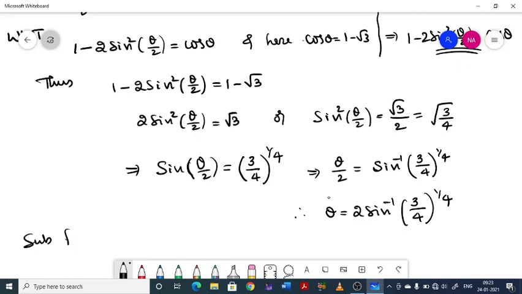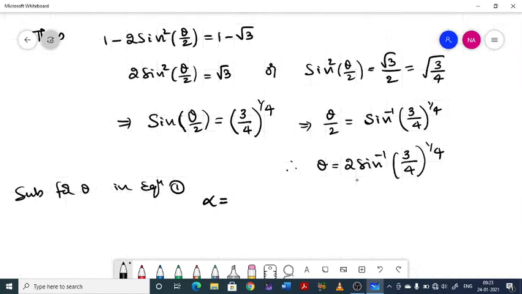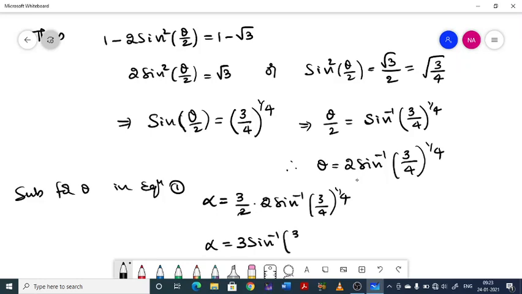Substituting for theta in equation 1, we will be getting alpha equal to 3 by 2 times 2 into sin inverse of (3 by 4) whole power 1 by 4. That will be, 2 gets cancelled. Alpha equal to 3 times sin inverse of (3 by 4) whole power 1 by 4. So this is the actual angle of intersection.